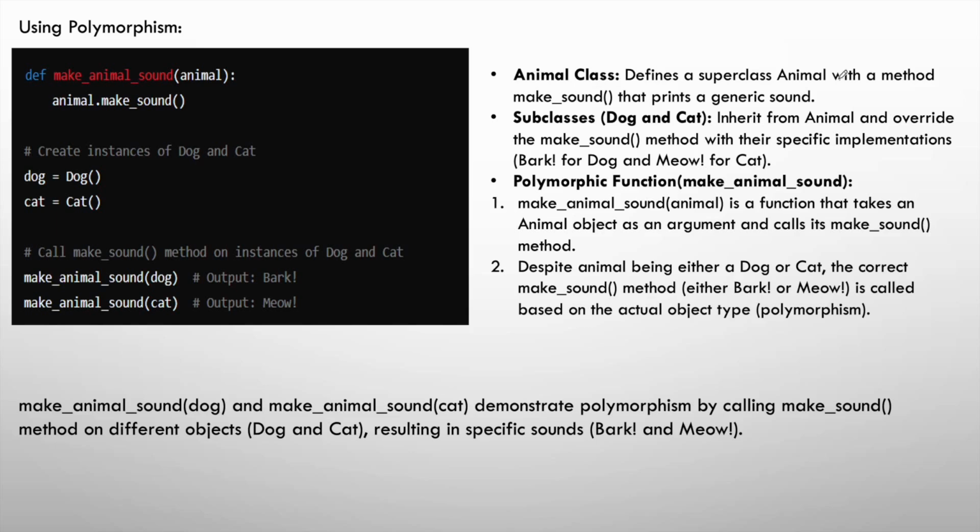The animal class defines a superclass animal with a method makeSound that prints a generic sound. The subclasses dog and cat inherit from animal and override the makeSound method with their specific implementations. Next, the polymorphic function makeAnimalSound takes an animal object as an argument and calls its makeSound method. Despite being either a cat or dog, the correct makeSound method is called based on the actual object type, or polymorphism.